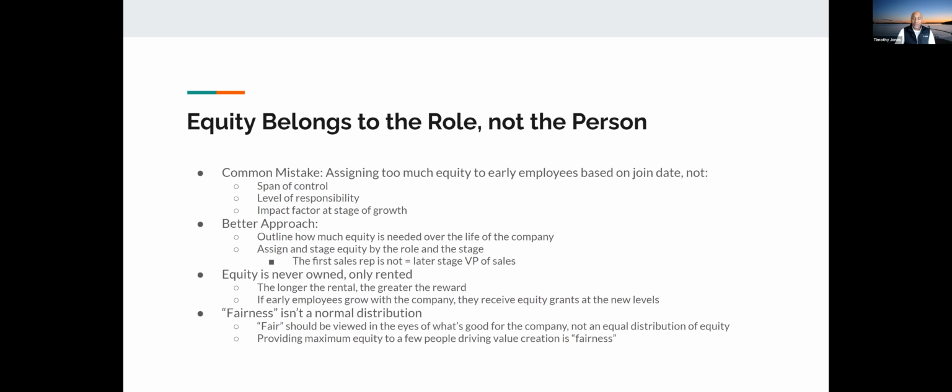Very often when people think about equity, they think about fairness. And this is why I use the example of the canonical 4 founders who each give themselves a quarter of the company. Fairness isn't a normal distribution. Fairness isn't an equal distribution. Fairness should be viewed in the eyes of what's good for the company and what's best for key stakeholders and shareholders in the company. And the underlying theme here is you want to provide maximum equity to the people who are driving the maximum value. If you take that approach versus Animal Farm, where all animals are equal, I think that sets you up for a smoother path.